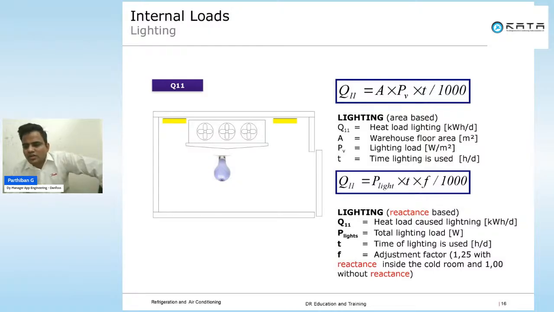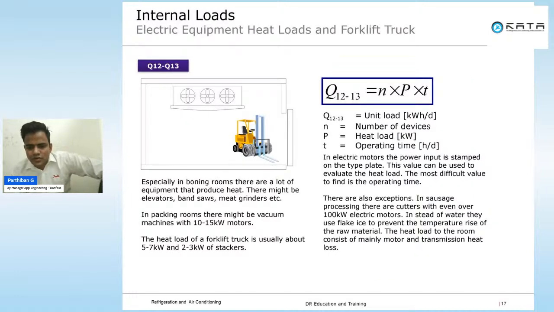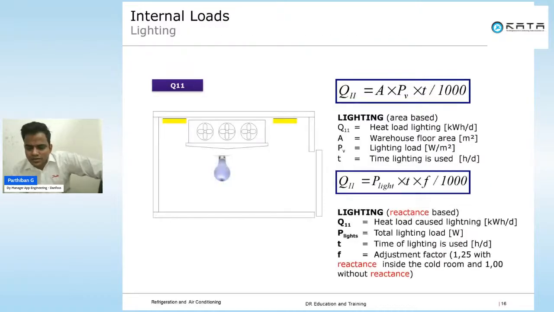So 20 bulbs, 100 watts each is 2 kilowatt. So 2 kilowatt will be the P value. T is the time, say hours per day. We are going to use the light for 1 hour, so that means 1 is the value for T. And F is the adjustment factor. So adjustment factor we generally consider 1.25, like correction factor 1.25, to have a better load. So adjustment factor 1.25 you can see here. With this data, we can calculate the lighting load.